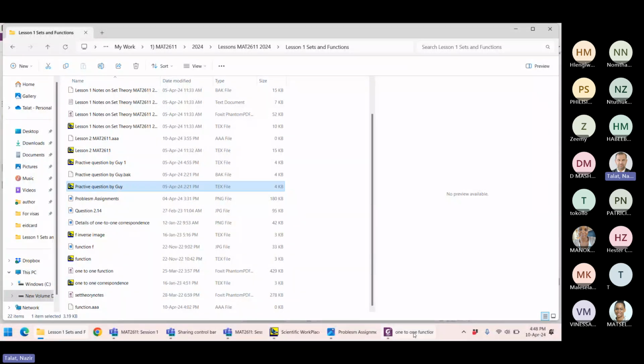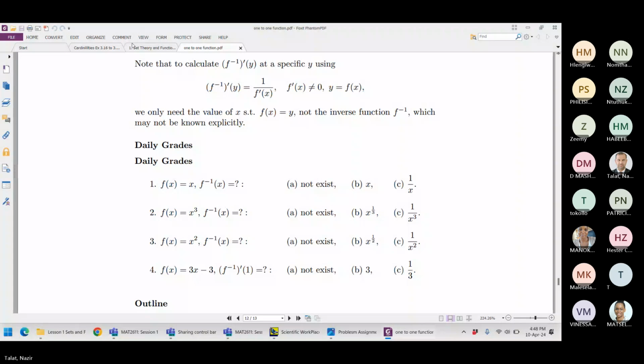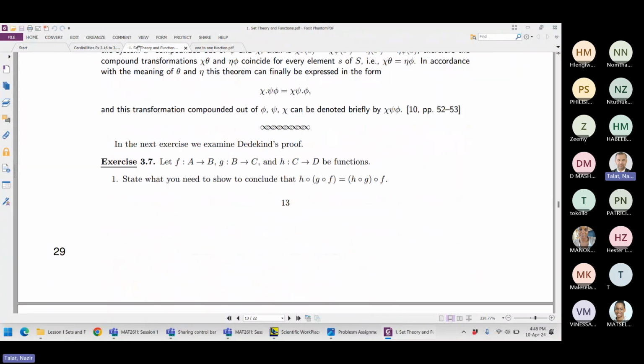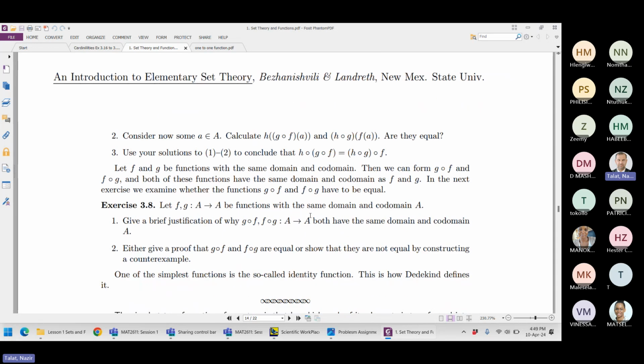Okay, and the composition we also described. We already saw that f is a function from A to B, and g is a function from B to C, then h is a function from C to D, and then we can see its composition. We need to see that the associative law will always hold in this case, like h o (g o f) is equal to (h o g) o f.